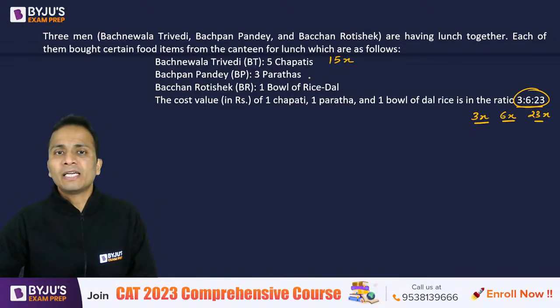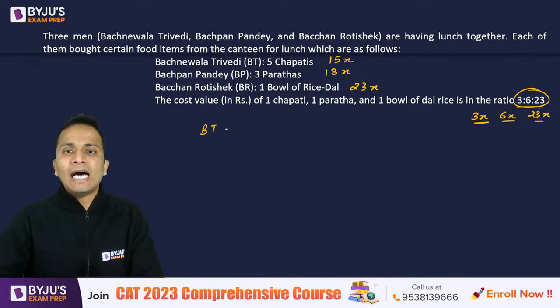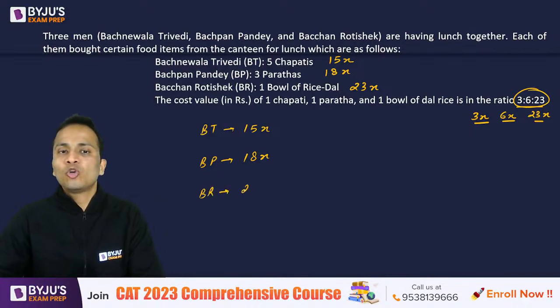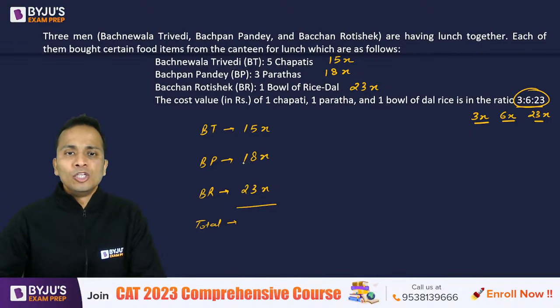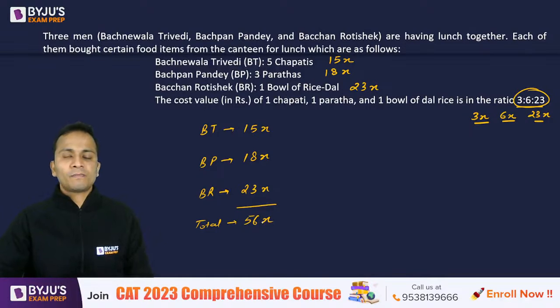Similarly, the cost of 3 parathas will be 18x, right? And the cost of one bowl of rice dal is 23x. So BT has food which cost him 15x. BP has the food costing 18x. He has got this one. And BR has food costing 23x. Now, total cost of this food is how much? I'll add them. So 41, 56. So 56x is the total cost, right?